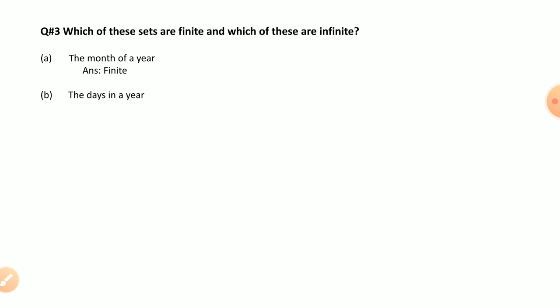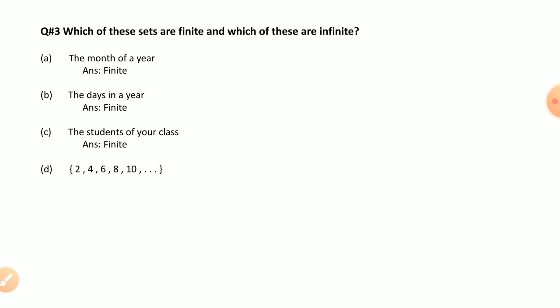Next one, the days in a year. Do we have finite or infinite days in a year? We have finite days. Now we have 365 days. So the set will be a finite set. Next, the students of your class. There are a limited number of students in our class. It may be 15, it may be 20, but there will be a finite quantity. So the set will be a finite set.